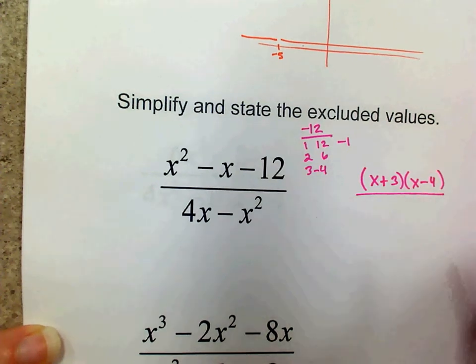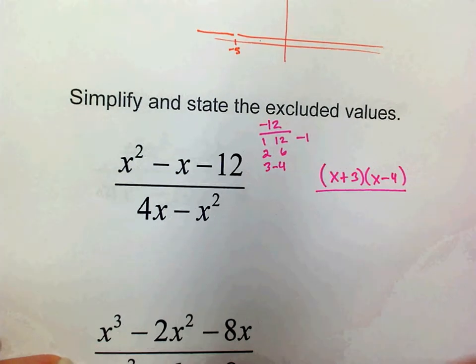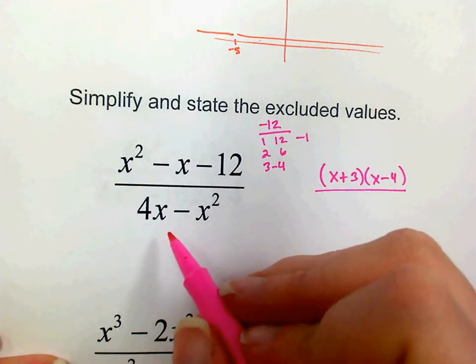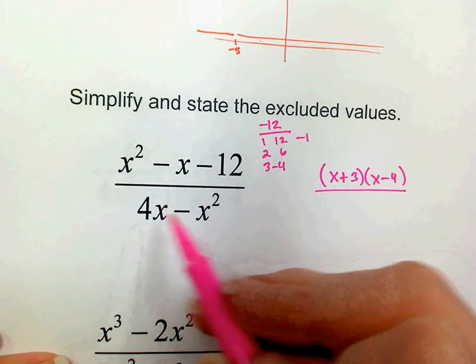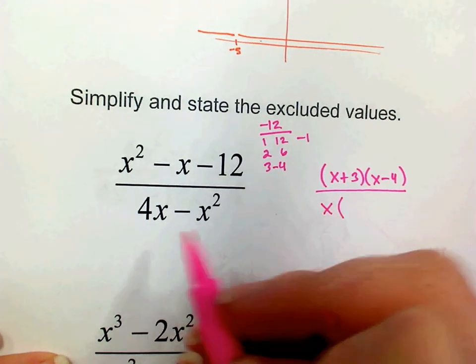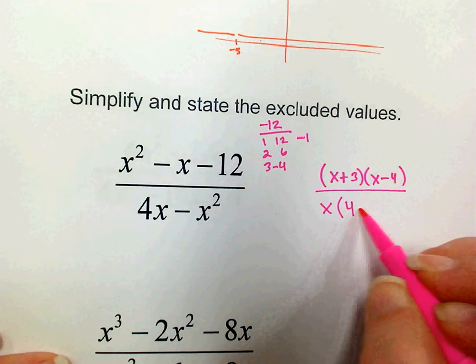Okay? For the denominator, I don't have 3 terms, so the most I can do is a GCF, a greatest common factor. A 4 is not in either of them, but an x is, so I'll factor out an x. And I'm left with a 4 minus 1x. Okay.